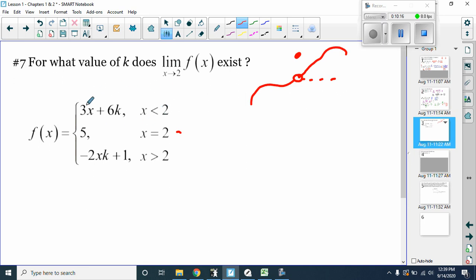Plug 2 in here, 4x. And the right side of 2, plug 2 in here, 4x. And I need the left limit and the right limit to have the same function value at 2. So set them equal to each other and then solve. k is -1/2.